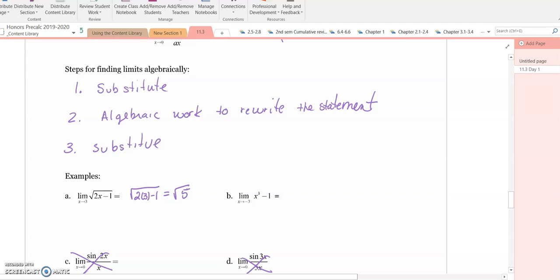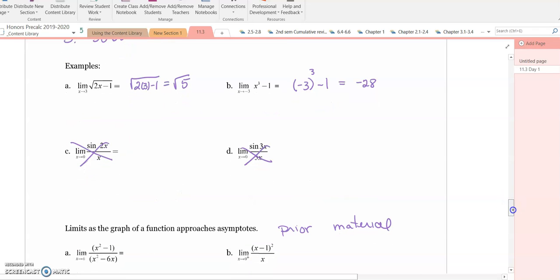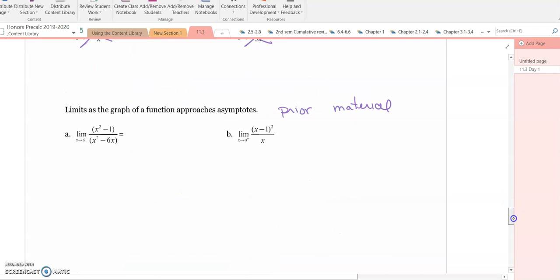Okay. I'd like you to pause and try B. You should recognize in B that you can go ahead and substitute in, and you will get negative 28. So we only needed to do step 1. Examples C and D are examples that we need to skip since we skipped that above information.